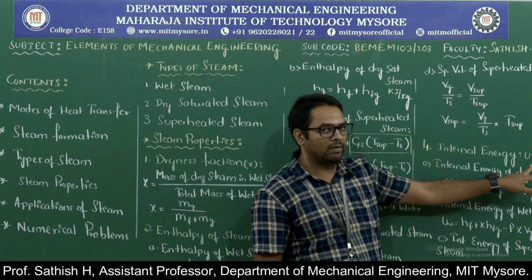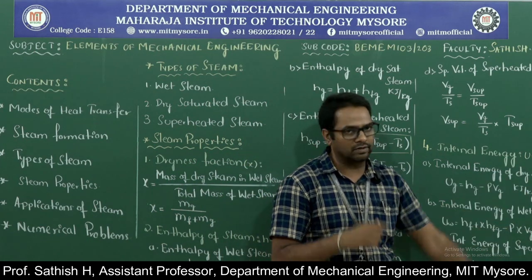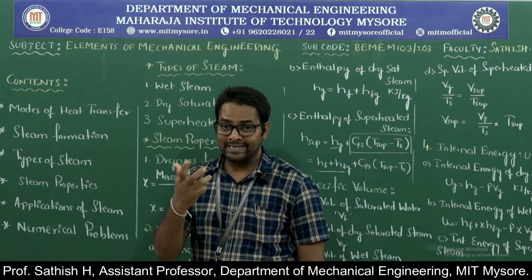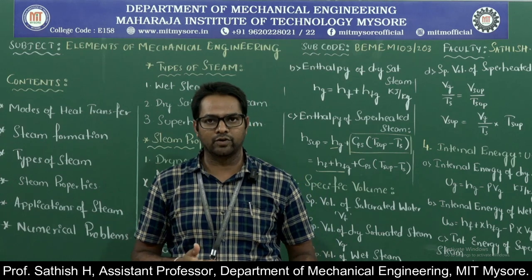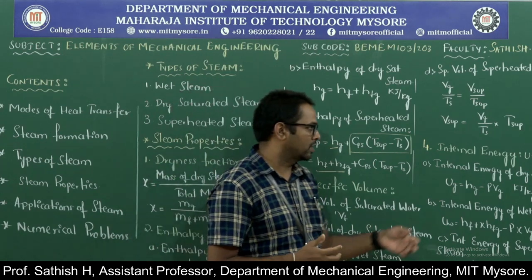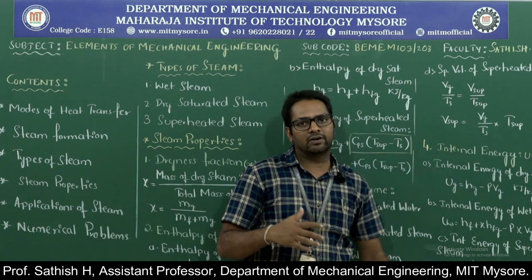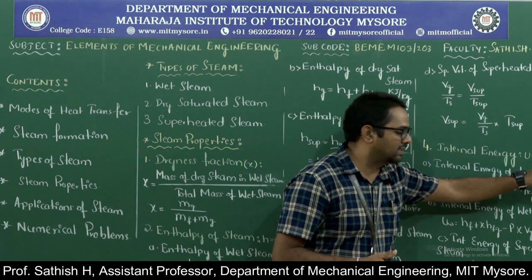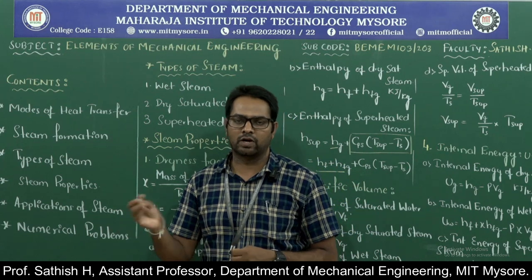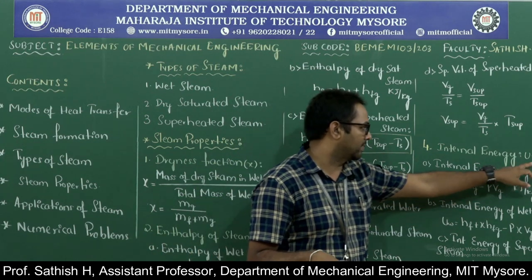So you can write it in the form of an equation: U is equal to H minus PV. Here U is the internal energy, that is the symbol we are going to use for the internal energy, H is the enthalpy, P is the pressure, and V is the volume. If you multiply pressure and volume and take the difference from H, you will get the internal energy.